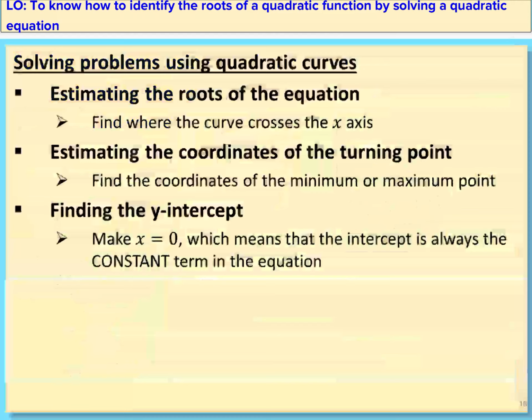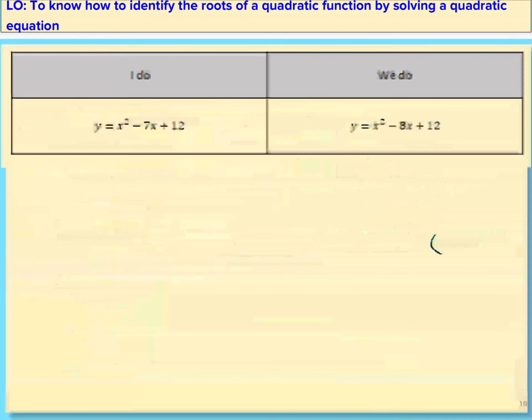Alright, so when we're solving problems using quadratic equations, you can estimate the roots of the equation by finding where the curve crosses the x-axis. If you want to estimate the turning point of it, you need to find the minimum or maximum point of the graph. And to find the y-intercept, you need to make x equal 0. Okay? Make sure to make notes of this. Pause the video and make a note of this in your books.